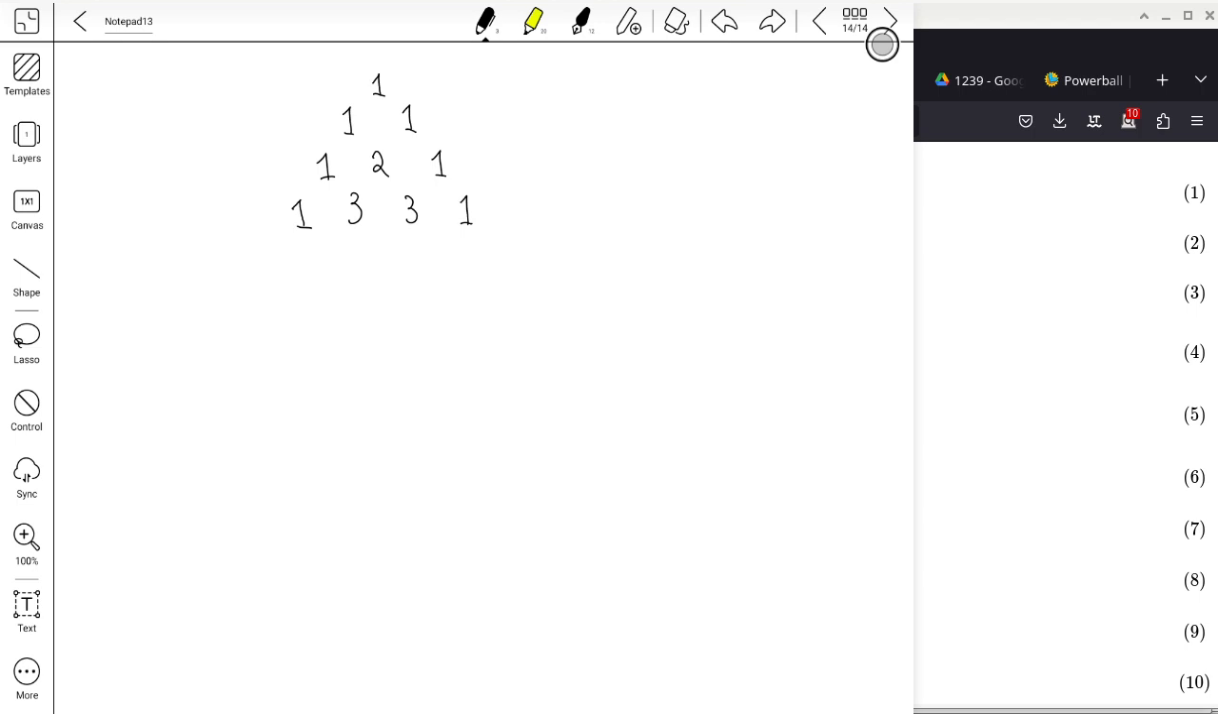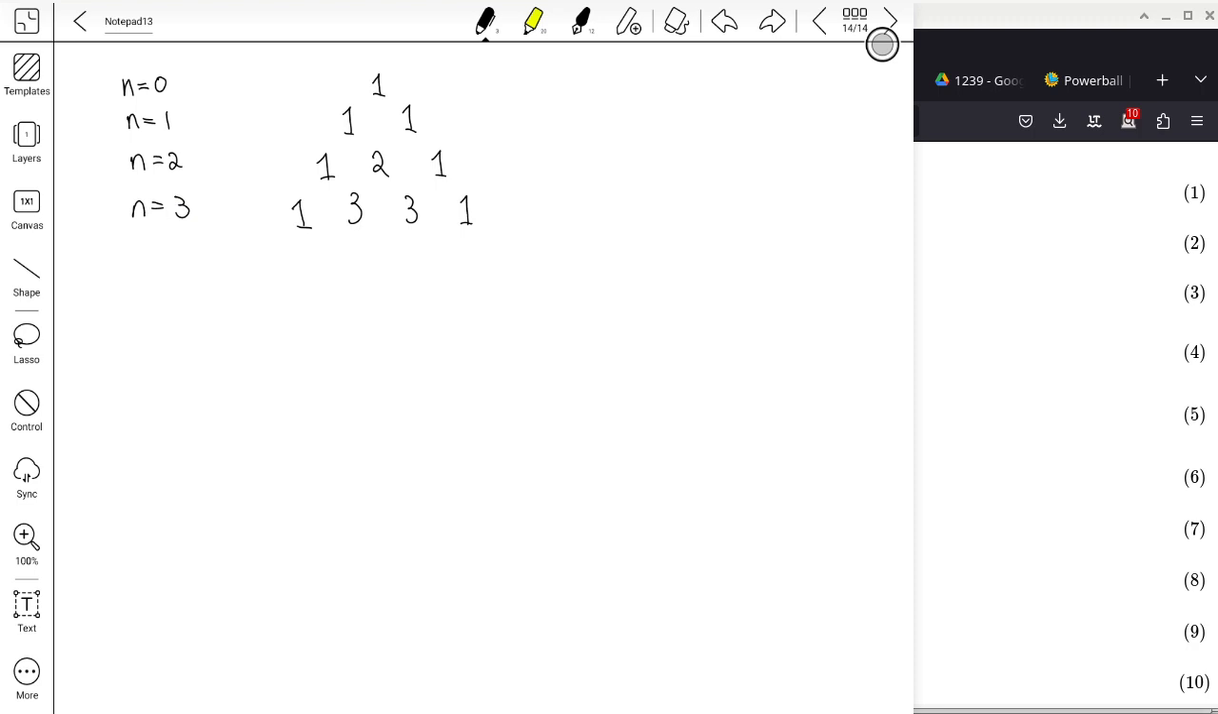So the way we look at this is, what are the row numbers? What is each row representing? And what are the quote-unquote columns representing? The rows correspond to n's. The first row represents when n equals 0. The second row is when n equals 1. The third row is when n equals 2. The fourth row is when n equals 3, and so on.